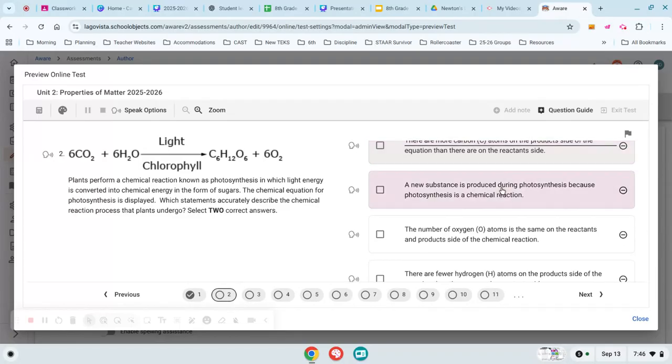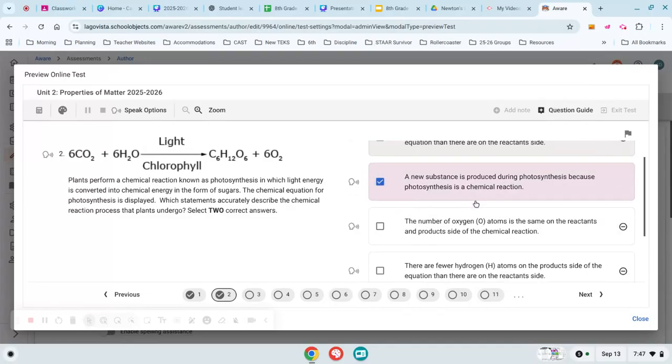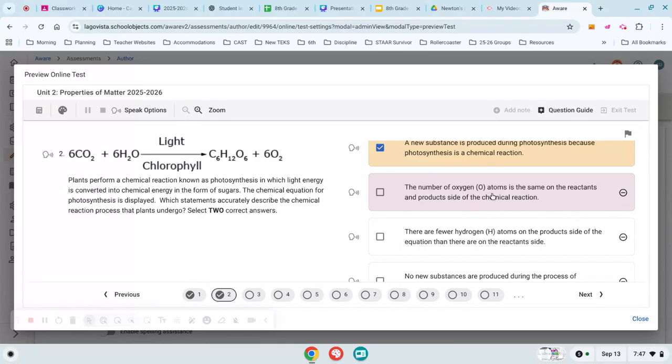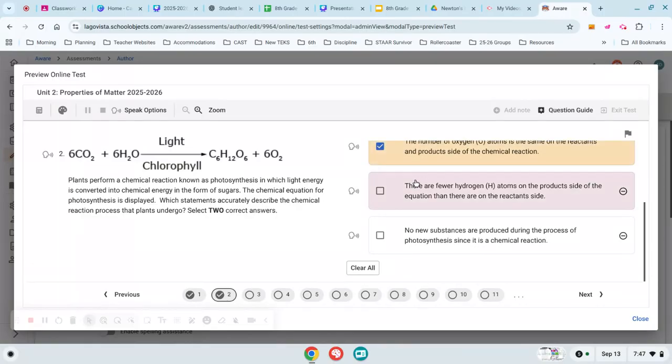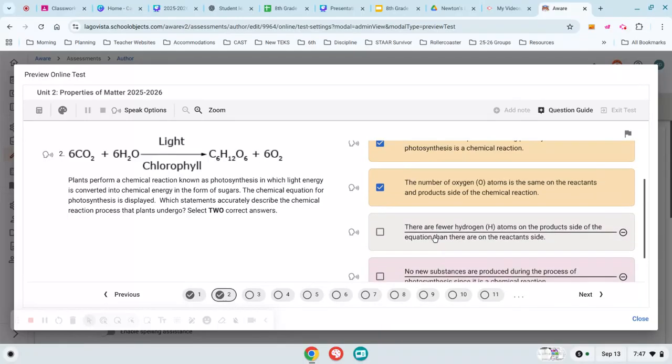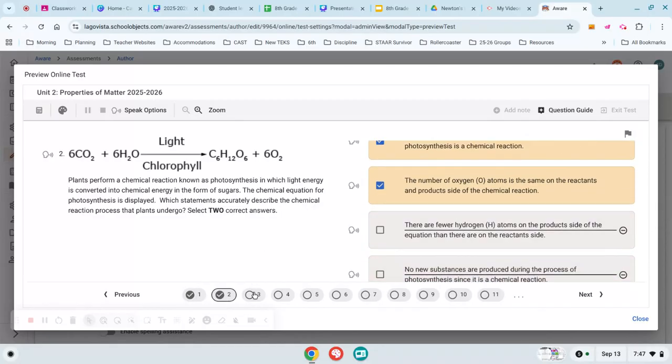A new substance is produced during photosynthesis because photosynthesis is a chemical reaction. That is true. The number of oxygen atoms is the same on the reactant and the product side. So I have 2 times 6 is 12, plus another 6, and then I have 12 plus another 6, so that is true. There are fewer hydrogen atoms on the product side of the equation. 12, 12, no. And then no new substance, no. So, hopefully, you picked the 2 correct ones.